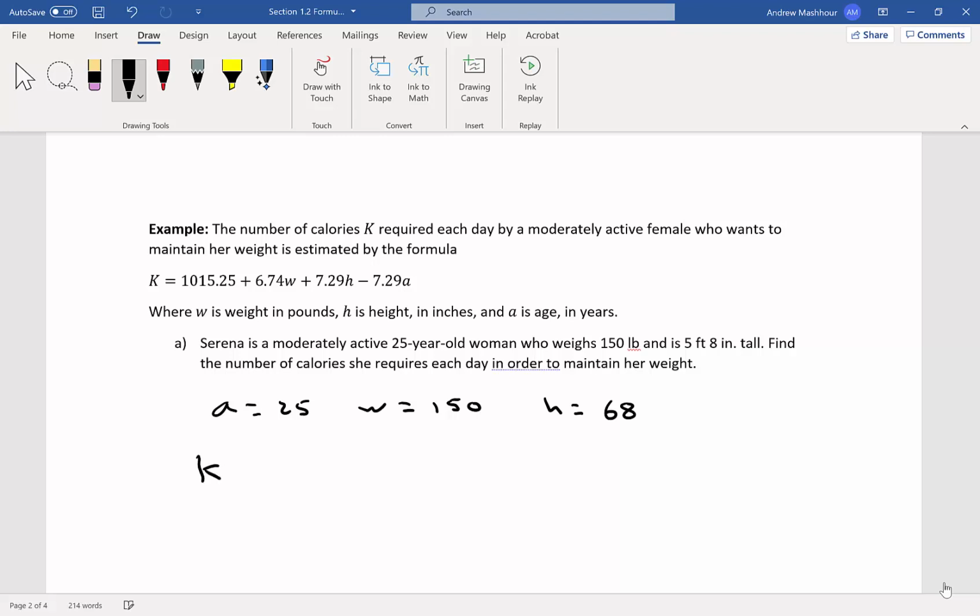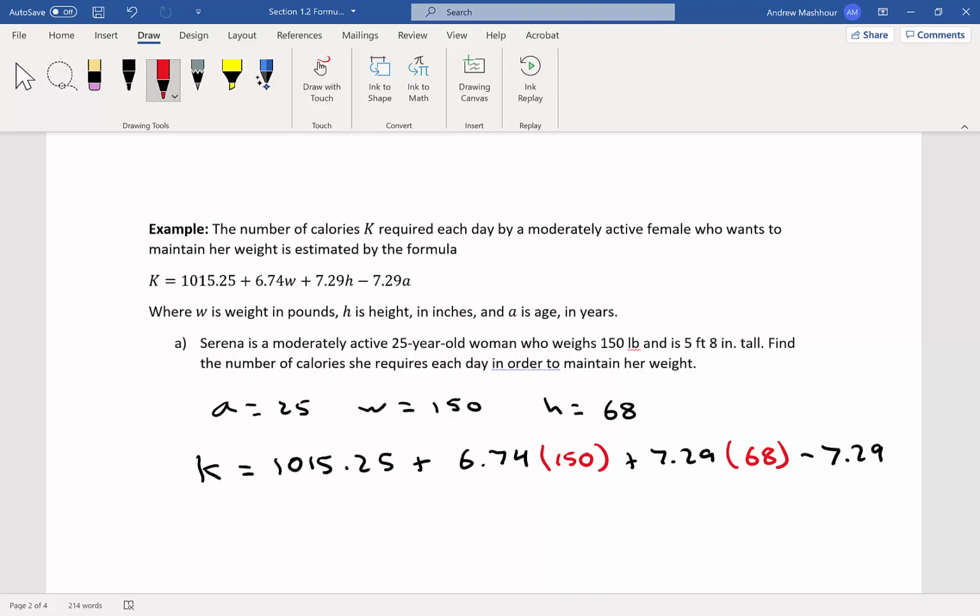So we have K equals 1015.25 plus 6.74 times W. W is given to us, so let's plug it in, times 150, plus 7.29 times H. Our H is 68. And we have minus 7.29 times A, age, which was 25. Now let's begin simplifying all this.